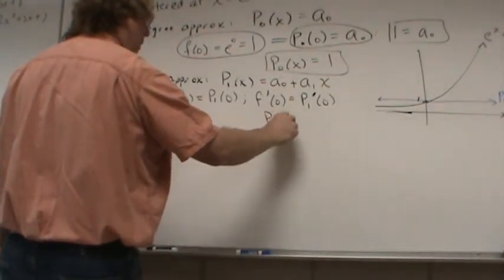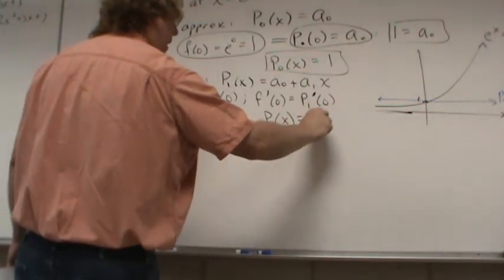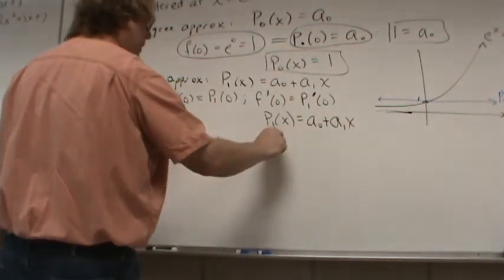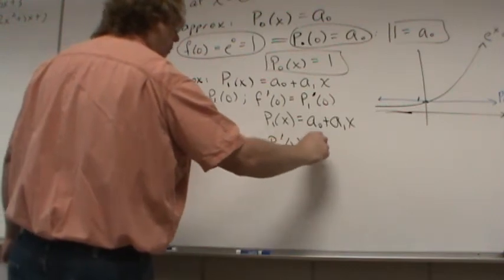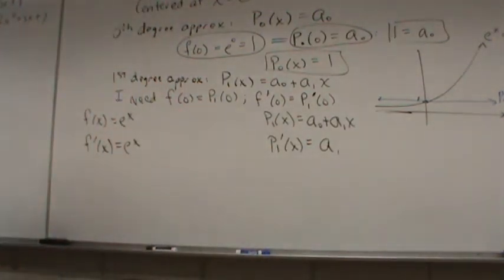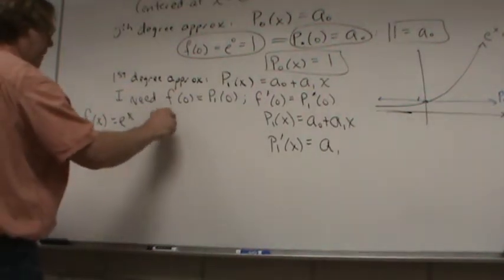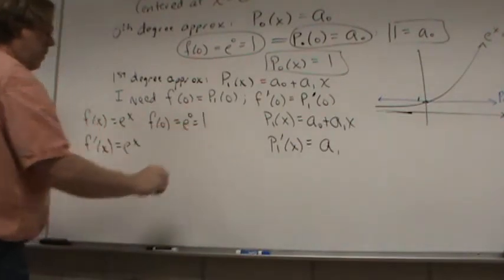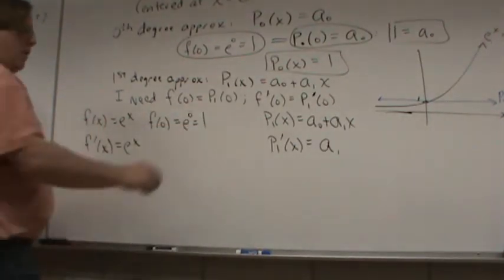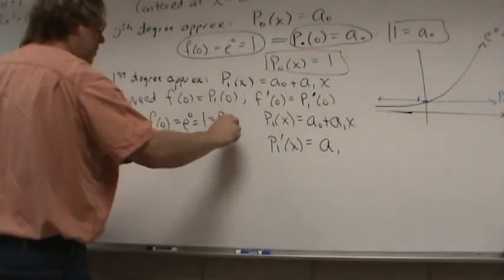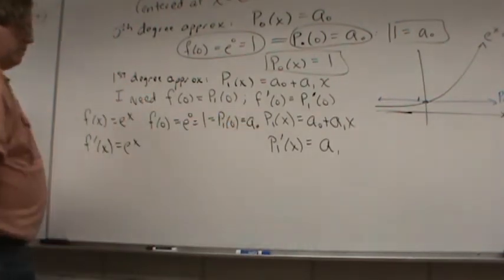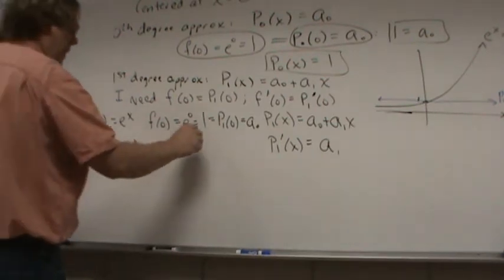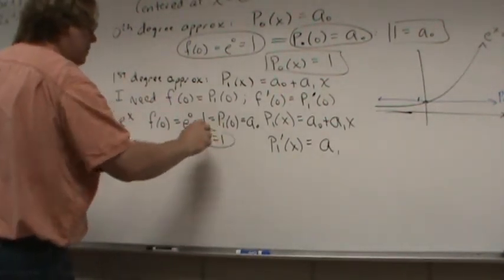P1 of x equals a naught plus a1x. I've already written that down. So P1 prime of x equals a1. Now let's plug in 0 to both of them and set them equal to each other. Are you okay that f of 0 is equal to e to the 0, which is 1, which has to equal p1 of 0, which is a naught? And so again, I get a naught equal 1, just like I got last time.